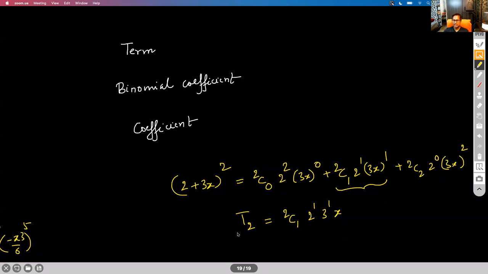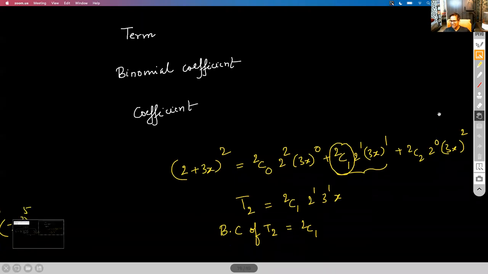Now, what is the binomial coefficient? The binomial coefficient of, let's say, the second term is this part. Only the 2C1, that is the binomial coefficient. Normally they will say, what is the binomial coefficient of the fifth term, third term, sixth term, whatever term. There you just have to mention the nCr which is sitting in that term.